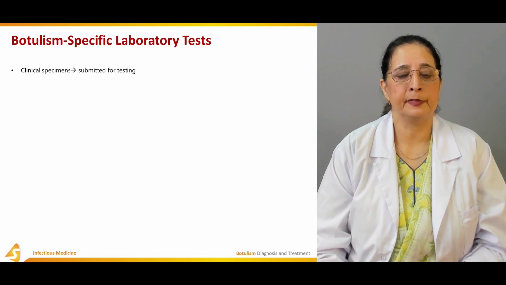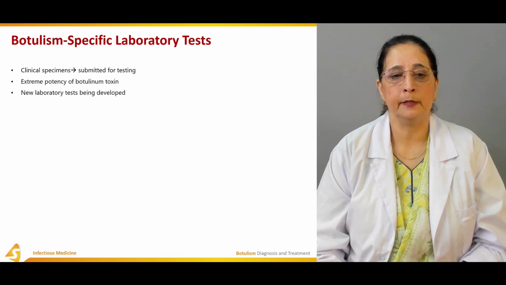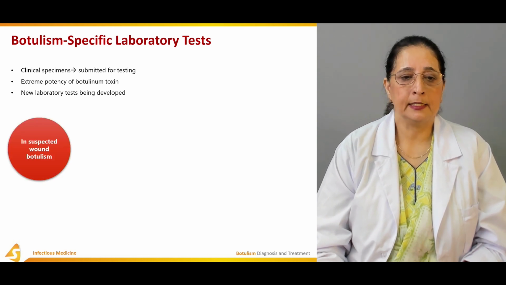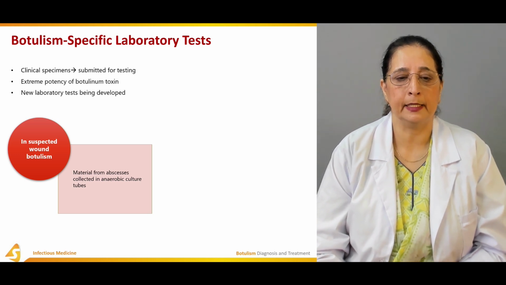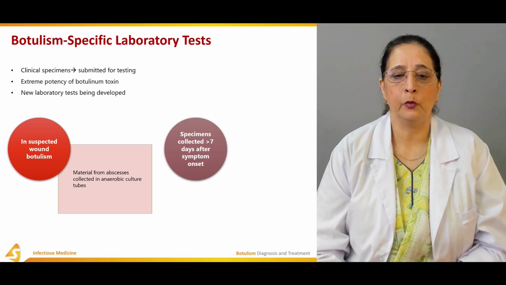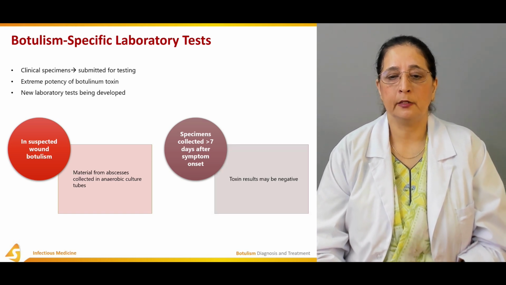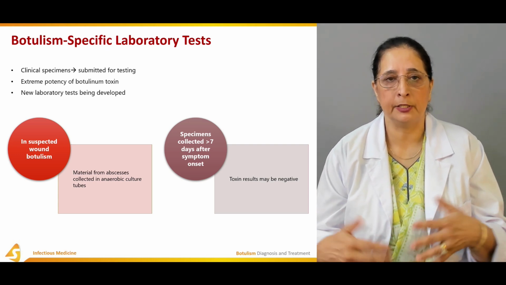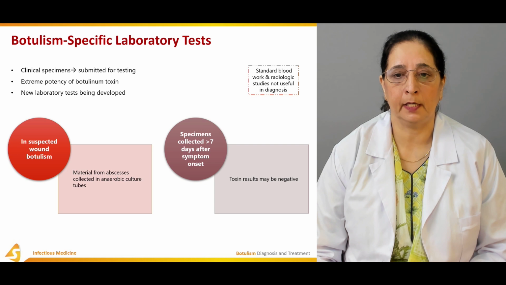Clinical specimens submitted for testing, extreme potency of botulinum toxin, new lab test being developed. In suspected wound botulism, material from abscess is collected in anaerobic culture tubes. If the specimen is collected more than 7 days after symptom onset, the toxin result may be negative. So the time factor is important. More than 7 days, usually results are negative. So the time period is very important in this.